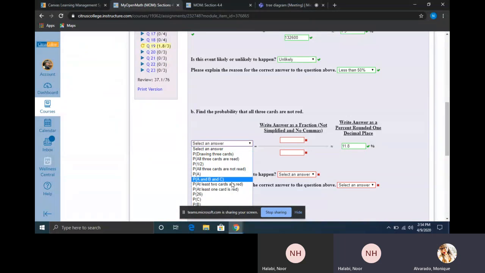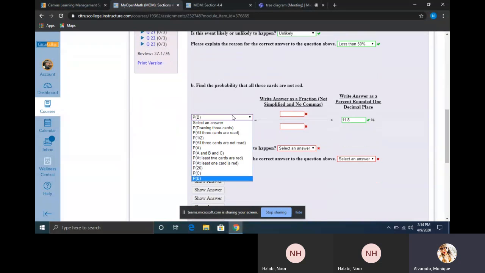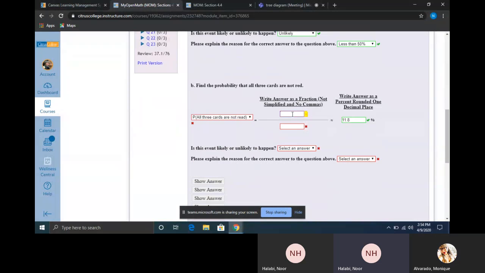It says 3 cards are not, at least 3 cards. I think they made a typo right there, huh? Exactly. Wait, are not red? Isn't it supposed to be red? Yeah, I think there's a typo. Let me double check, because there's no other option that's similar. Yeah, that's okay. Let's try it. If not, we'll fix it. And then it was 15,600 over 132,600.